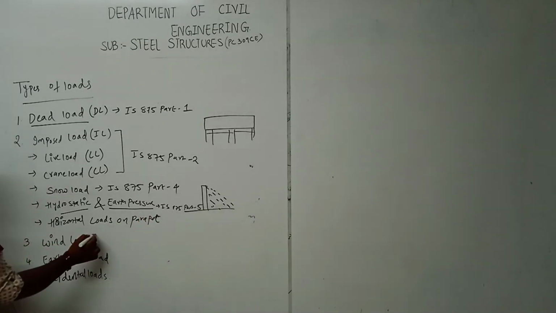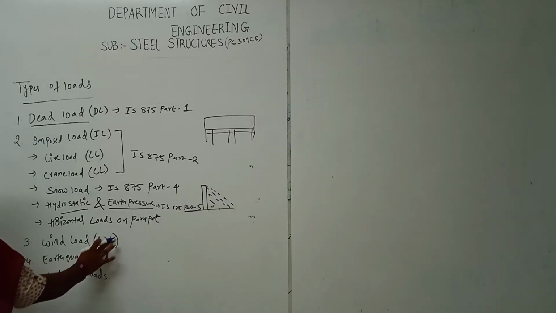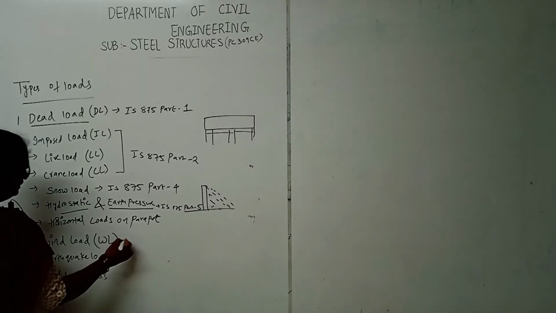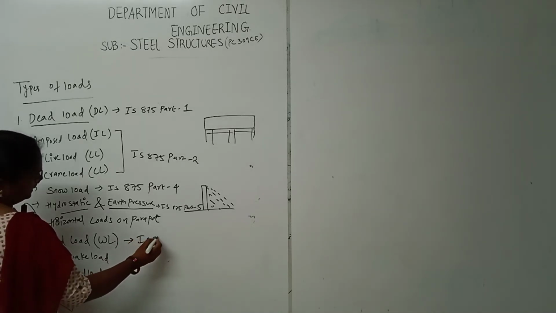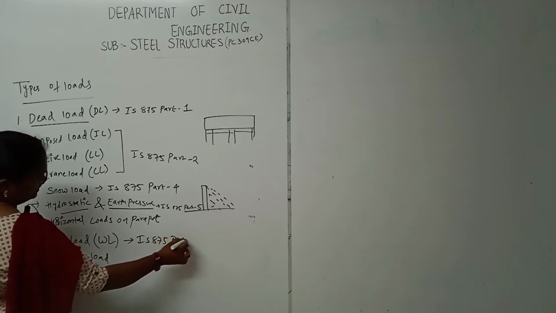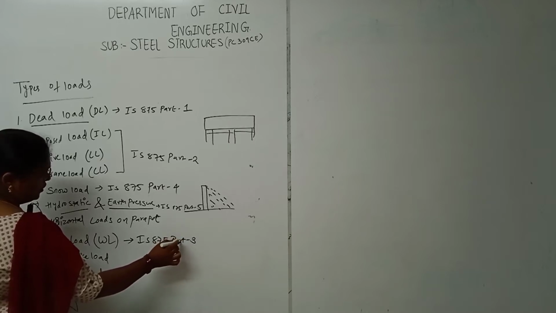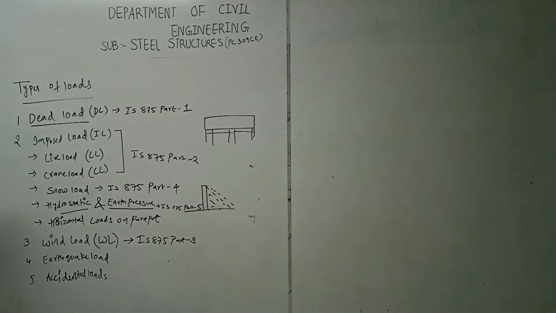Next one is the wind load. The wind load and wind direction are mostly considered when an airport is constructed and in coastal regions. At the coastal regions, the wind load is taken into consideration. This can be found out using the terminologies and codes related to wind load in IS 875 part 3.